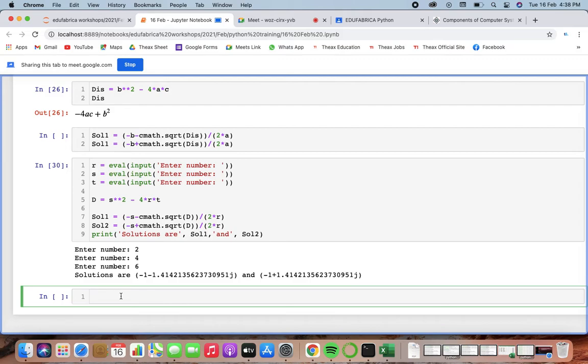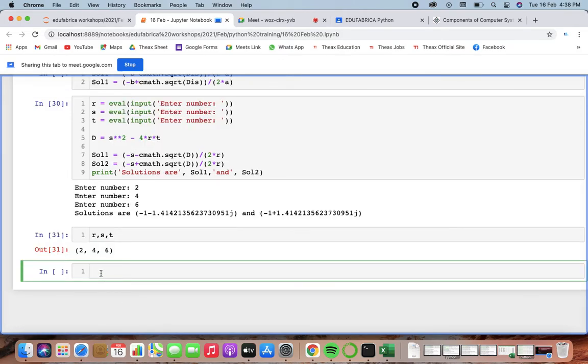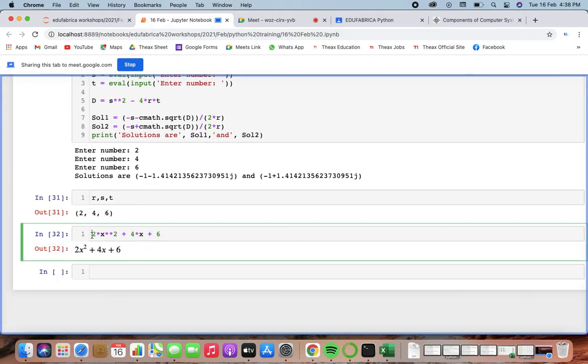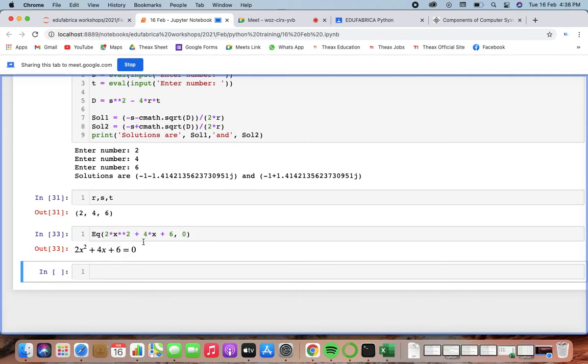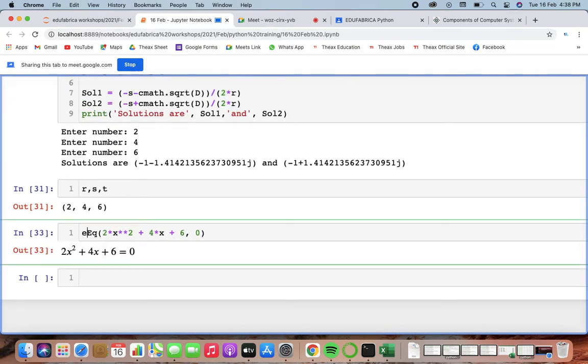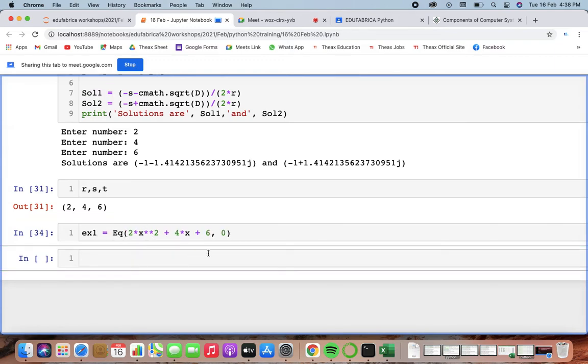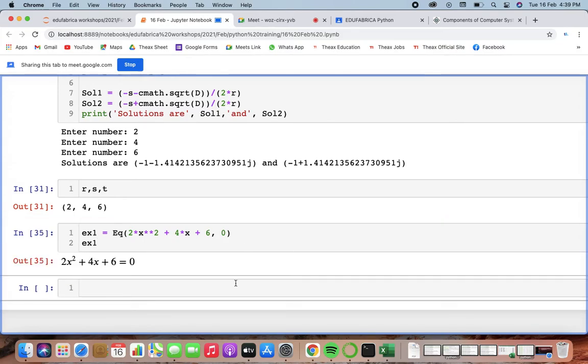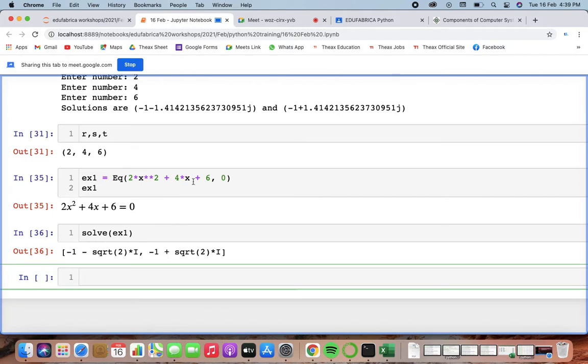Now, what is basically RST? This gives 2, 4, and 6. So the equation is 2x square plus 4x plus 6, and this is equal to 0. We need to solve this equation. So let's say this is my expression 1. If we need to solve it, we just use some quick methods to get it solved. And these are the results we have found here.